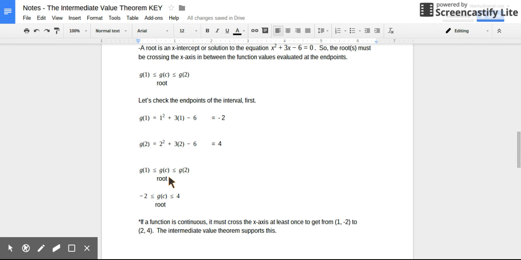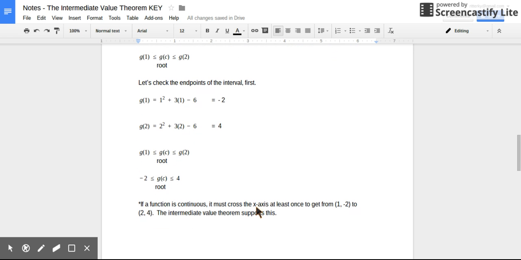G of 1 is less than or equal to G of C, which is less than or equal to G of 2. And when we replace our values, we know that negative 2 is less than or equal to whatever this value is that's going to be our root, which is less than or equal to 4. It must cross the x-axis if we're going from negative to positive.